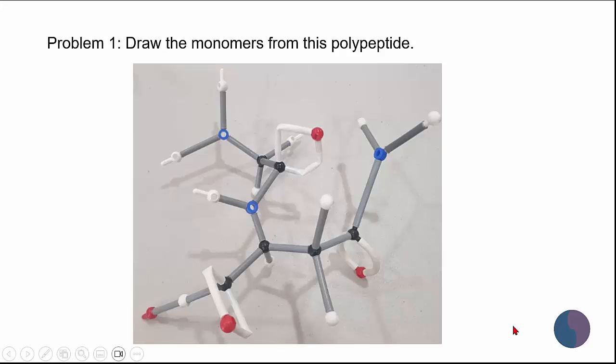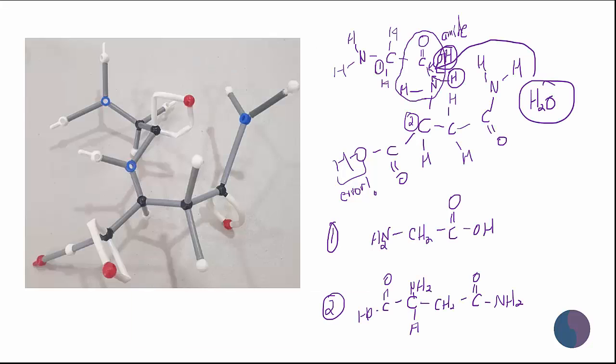Okay, so just a problem here. Now this is admittedly a nasty one. I did say it's a polypeptide and draw the monomers. I could have said two. So you've got to try and find out where the amide link is and then break it up, and that's what the two monomers are. And so this is how I would go about it. I'd actually redraw the whole thing out.